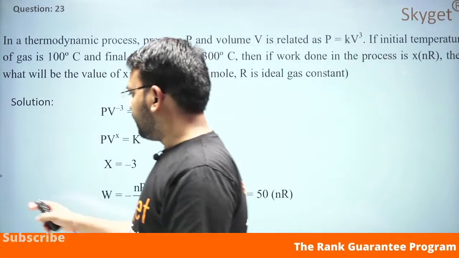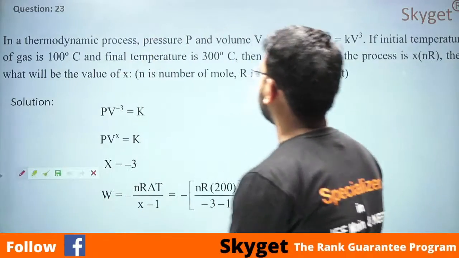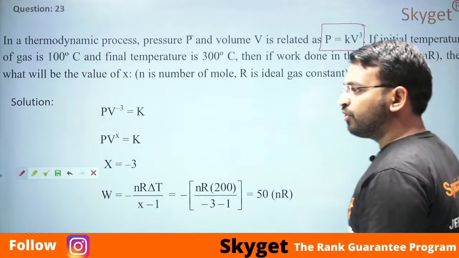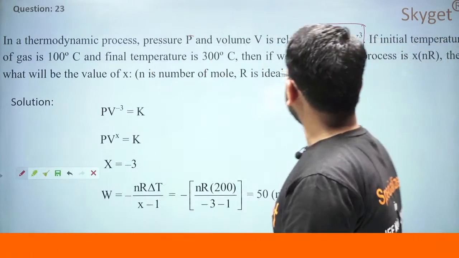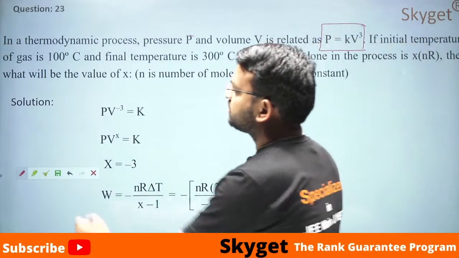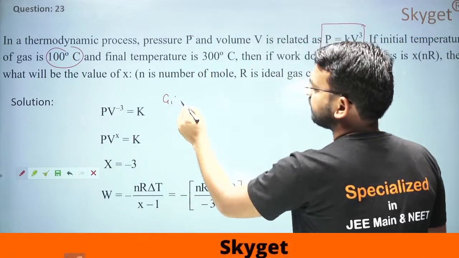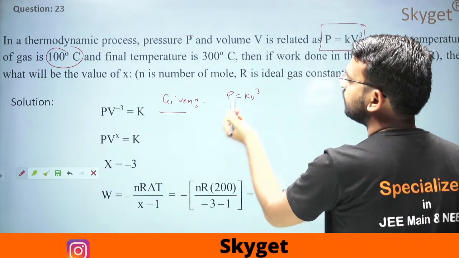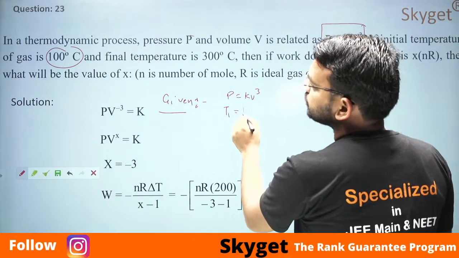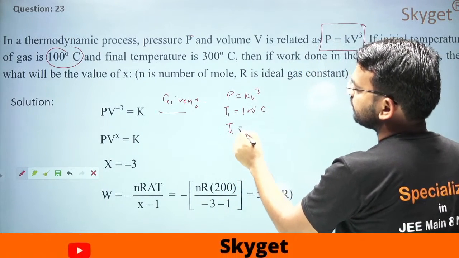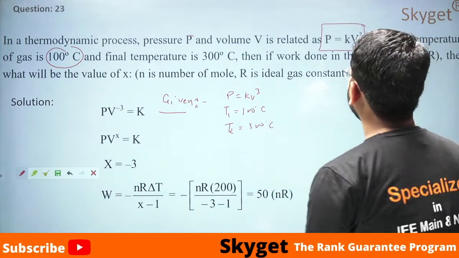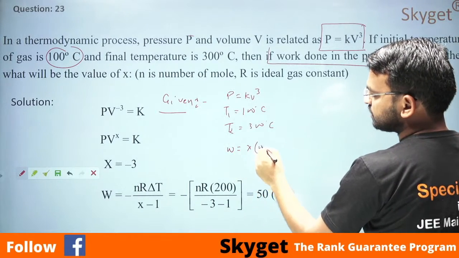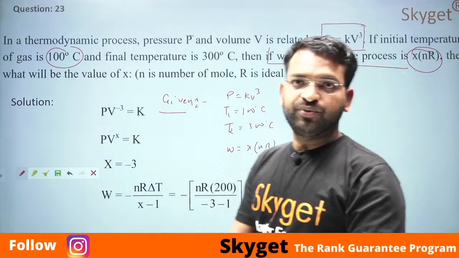Now, there is a thermodynamic process happening. Pressure and volume, there is one relation they have given, that pressure and volume are related like this. Now what is the given detail we have? They have already given that P equal to K into V cube. T1 is 100 degrees Celsius, T2 is 300 degrees Celsius. Now the work done they have given is equal to X into NR, so work done is X times N into R. This is the relation which they have given.